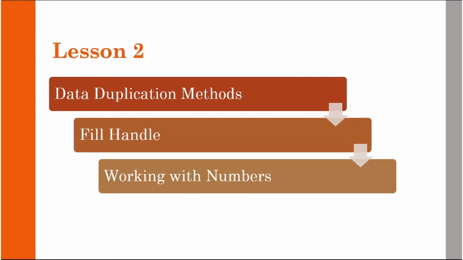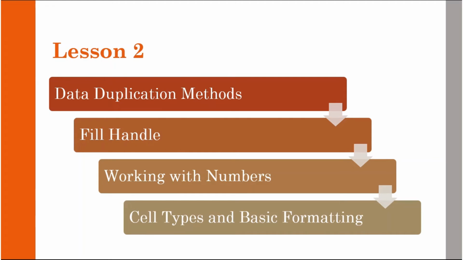And we are also going to work with numbers. We are going to take that example of our profit and loss statement that we worked on previously, and we are going to take it a step further, also using the fill handle and everything. And we are just going to look at different cell types, currencies and dates and those things, and a little bit of basic formatting. So let's start.